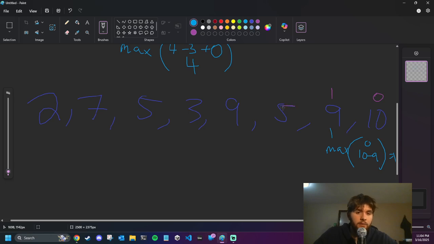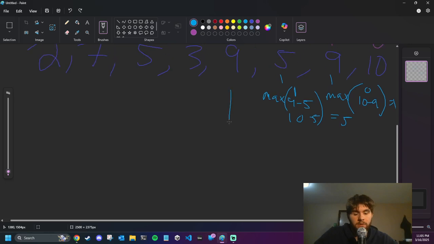Now for 5, we have a couple options. So A, we could do nothing. So if we do nothing, that's 1. We could buy sell, and then this would get skipped. So that would be 9 minus 5. Or we could buy here and then sell here, and that would be 10 minus 5. So the max of all those is 5. So 5 is the answer here.